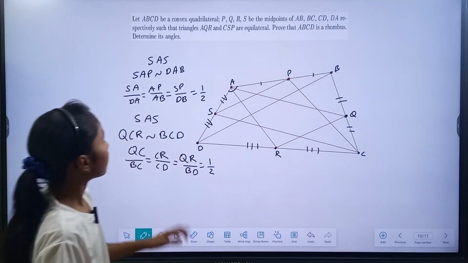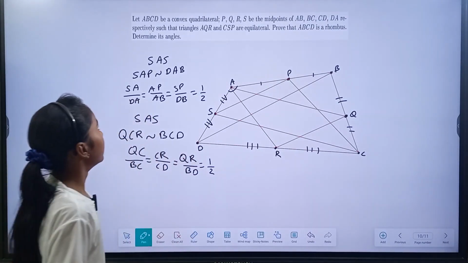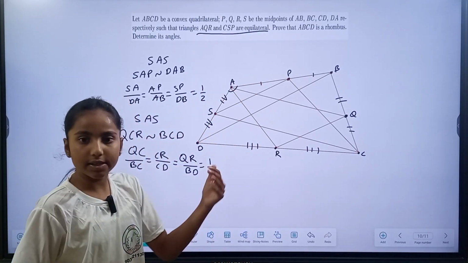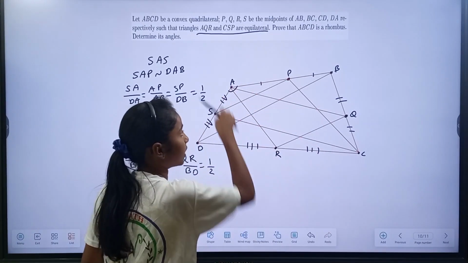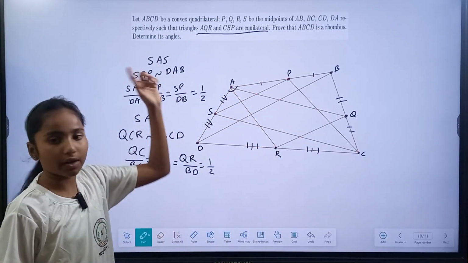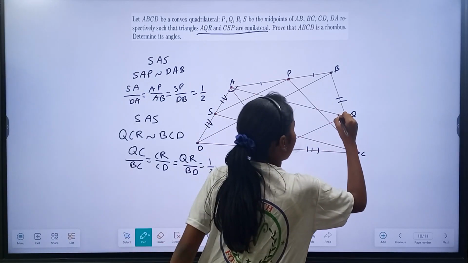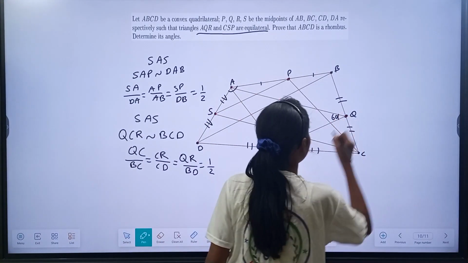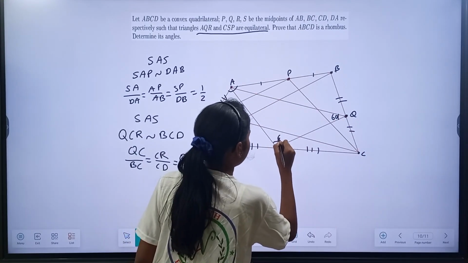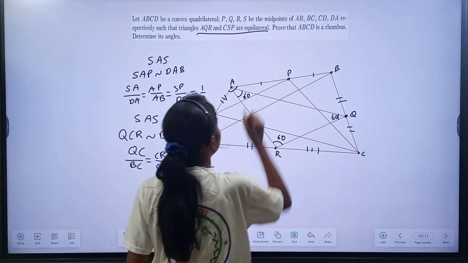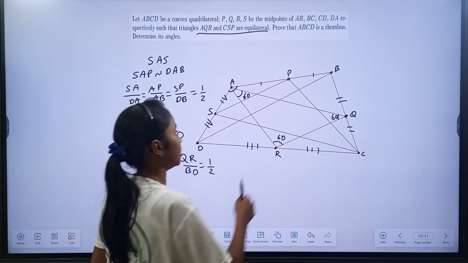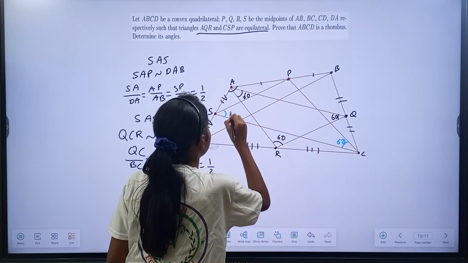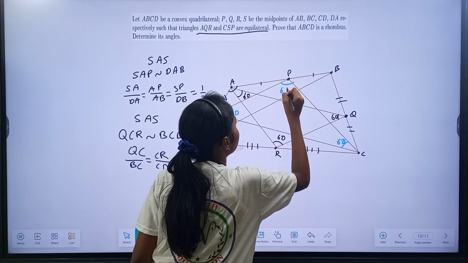Now we'll continue the question, such that the triangles AQR and CSP are equilateral. They're saying that AQR is an equilateral triangle, and an equilateral triangle has all angles equal to 60. So we'll label the angles: this angle is 60, this angle is 60, and this angle is also 60. They also said CSP is an equilateral triangle. So this angle is 60, this angle is 60, and this is also 60.